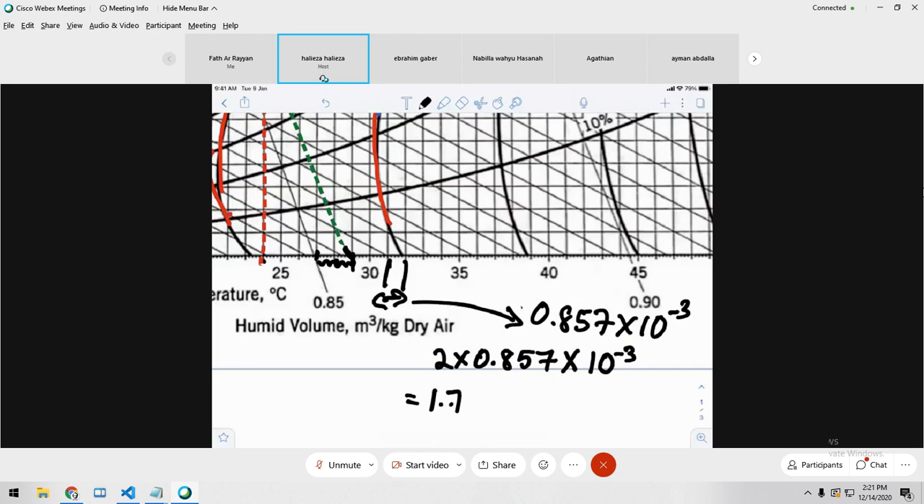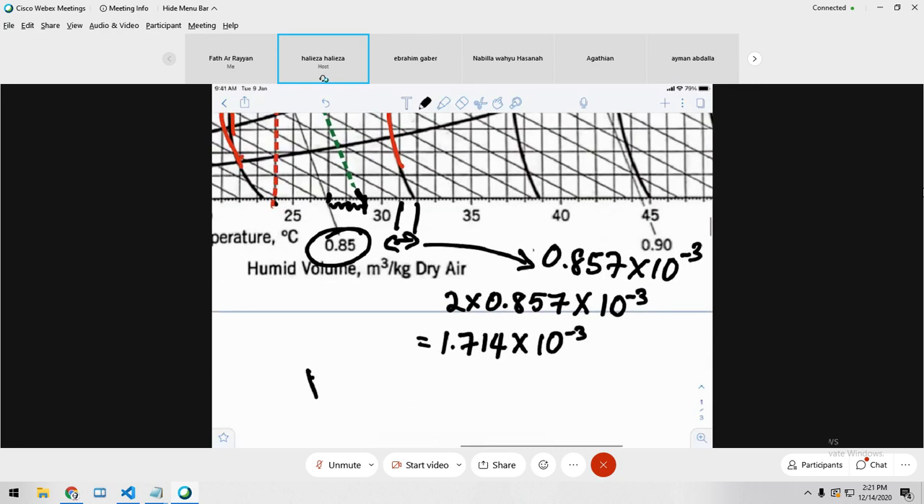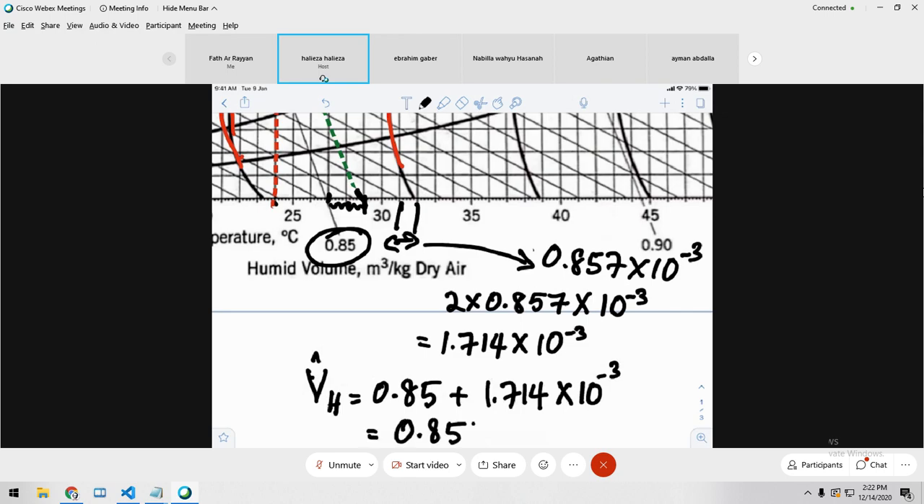1.714 times 10 power negative 3. That's about 0.001. Okay, so you start from 0.85. It should be more than 0.85. So that value of your humid volume is going to be 0.85 plus 1.714 times 10 power minus 3. And that will give you a value of 0.851 meter cubic per kilogram of dry air.